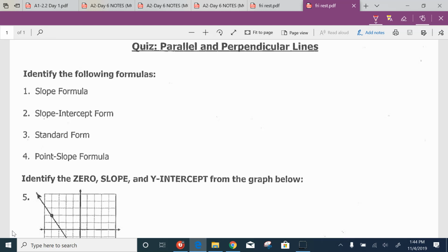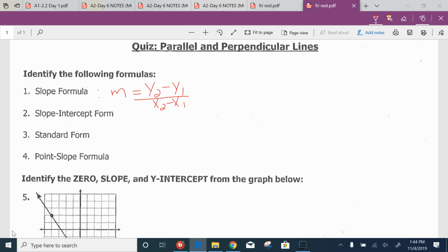Hey, good day. This is Mr. Morales. I'm going to go over last Friday's quiz on parallel and perpendicular lines. Now, the first four questions were basically just recitations of the popular formulas we've used so far this year. So in order from the beginning to the fourth, our slope formula is given to us by the variable m, and you get it by subtracting the two y values you have divided by the two x values you have.